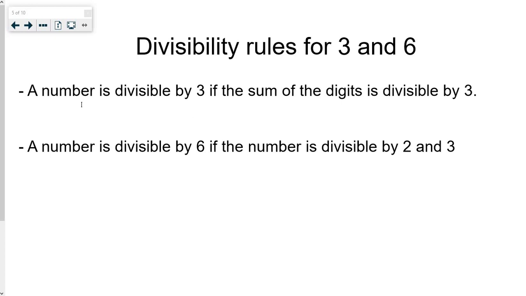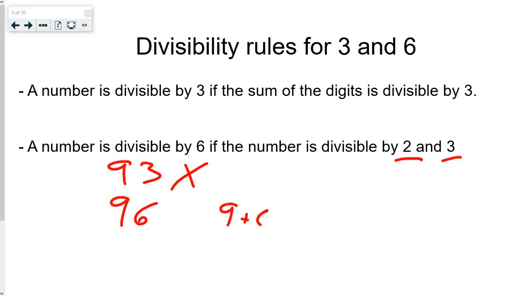A number is divisible by 6 if the number is divisible by 2 and 3. So 93, not. 96 should be. Because if we add this up, 9 plus 6 equals 15. 15 is divisible by 3. And because of the 6, we know it's divisible by 2. So therefore, 96 should be divisible by 6 as well.